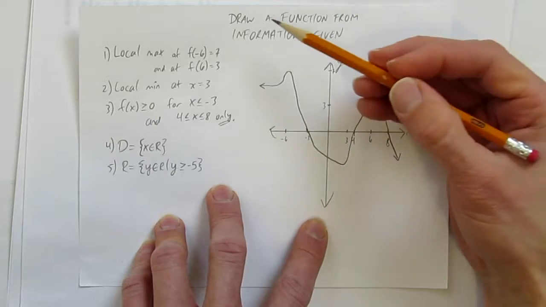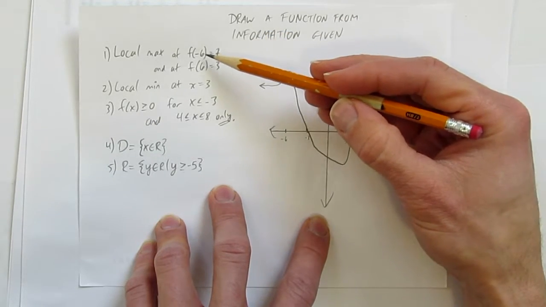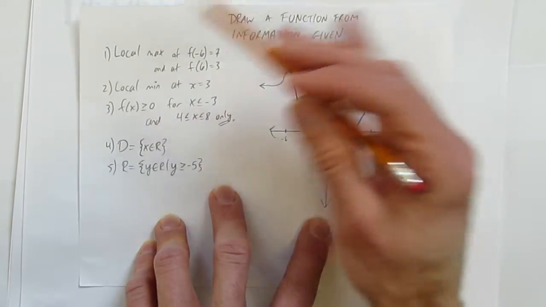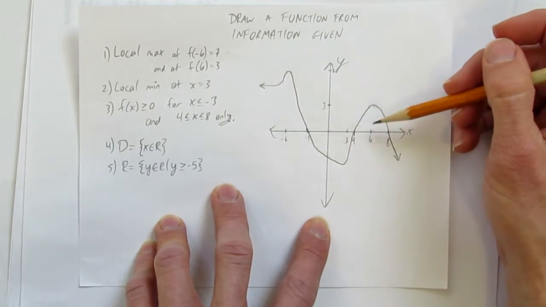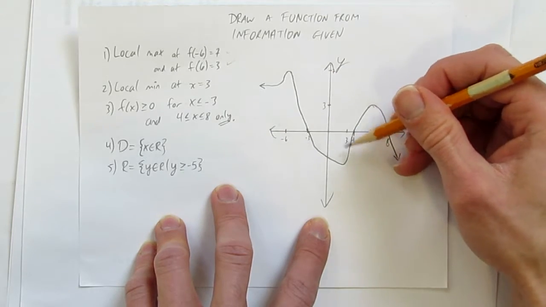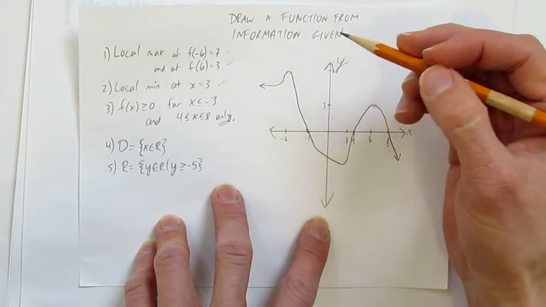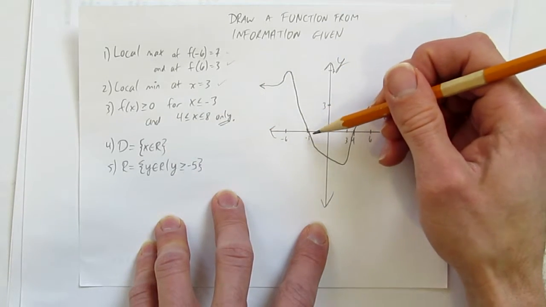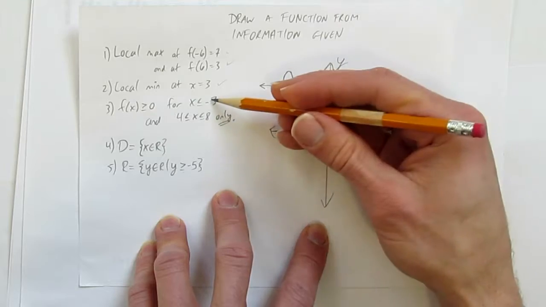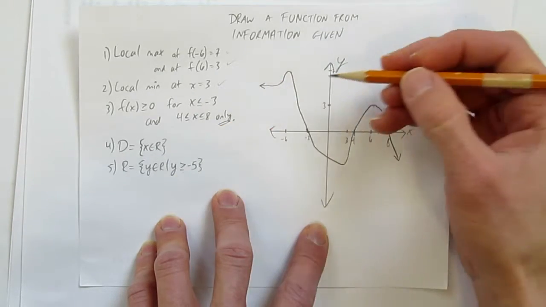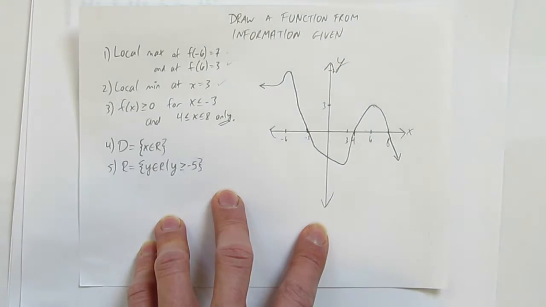This is how I check when I mark this kind of question. Is f at negative 6, 7? Yep. Put a little check here. Is f at 6, 3? Yep. Is there a local min at x equals 3? Yep. Is f at x greater than 0 only before -3 and between 4 and 8? Yep. Is x an element of R? Yep, but I didn't do the range.